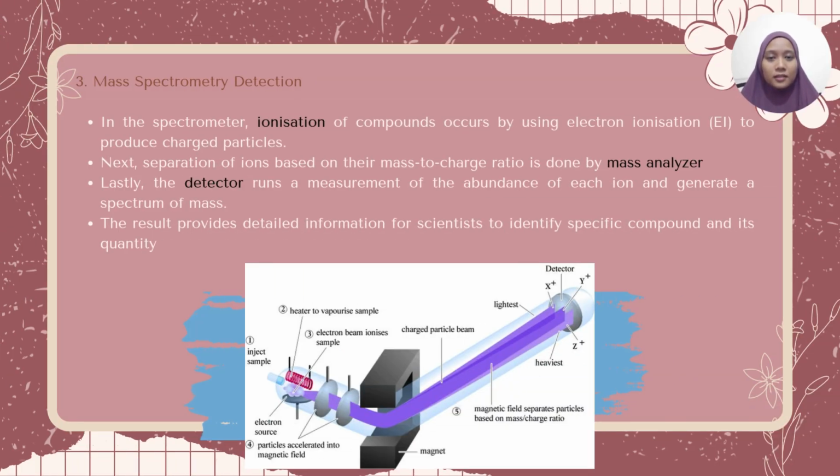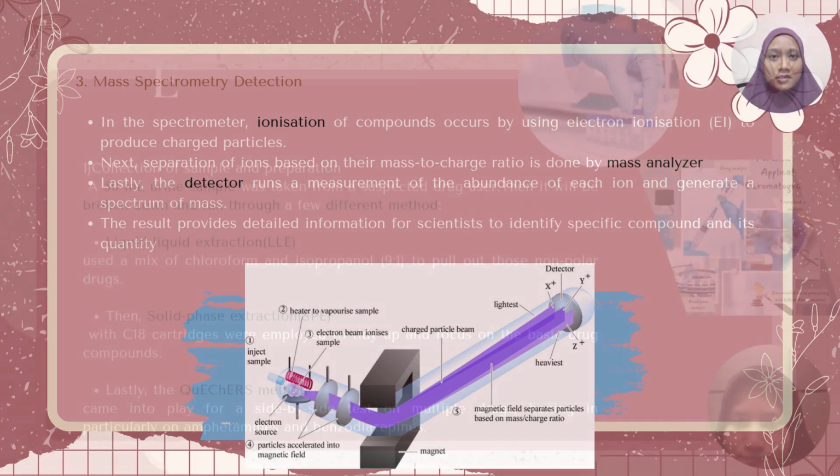The last step is the detection of compounds by mass spectrometry. In the spectrometer, ionization of compounds occurs by using electron ionization, EI, to produce charged particles. Next, the ions are separated based on their mass-to-charge ratio by the mass analyzer. Lastly, the detector measures the abundance of each ion and generates a mass spectrum. The end result provides detailed information for scientists to identify a specific compound and its quantity. This means this chromatography technique provides both qualitative and quantitative analysis.